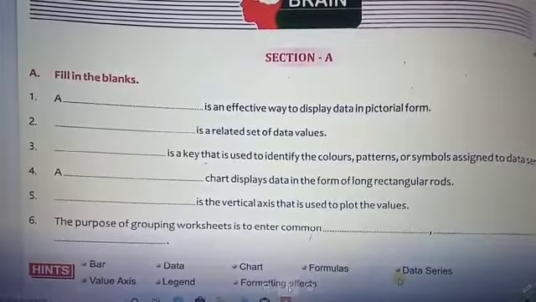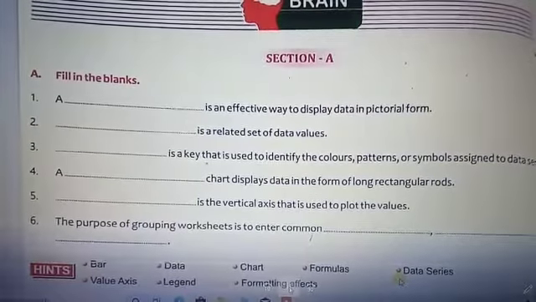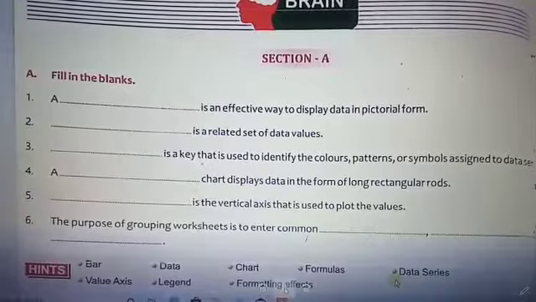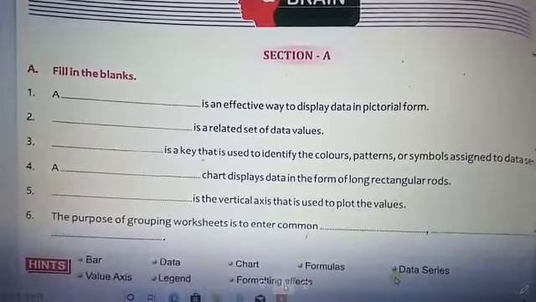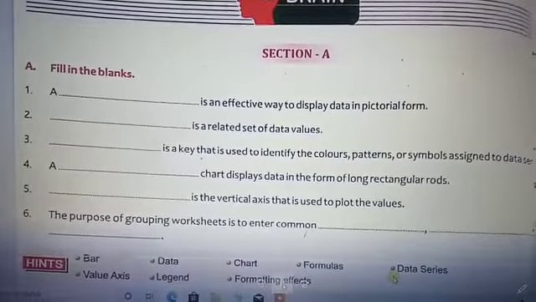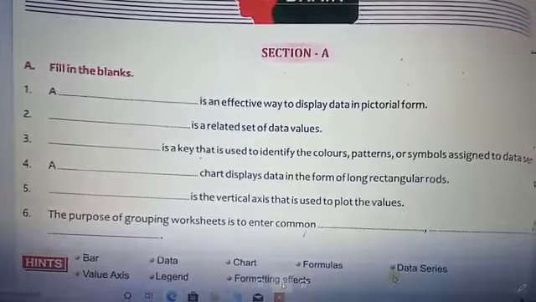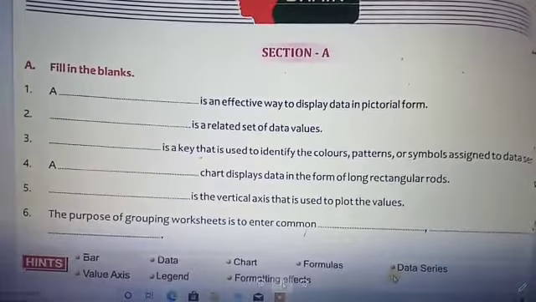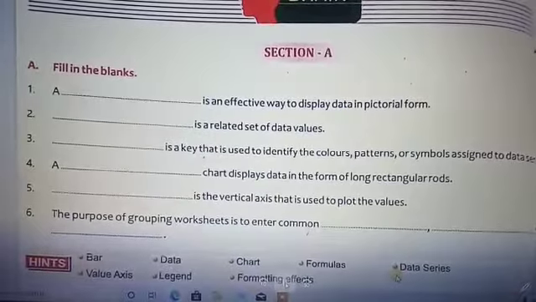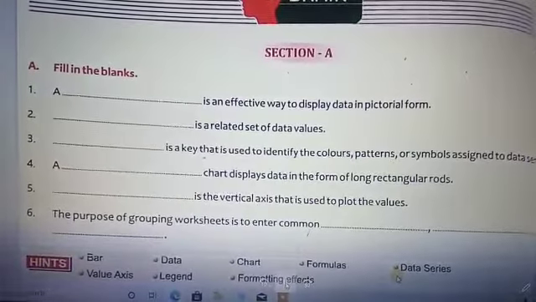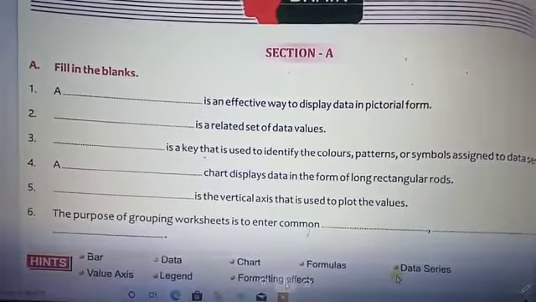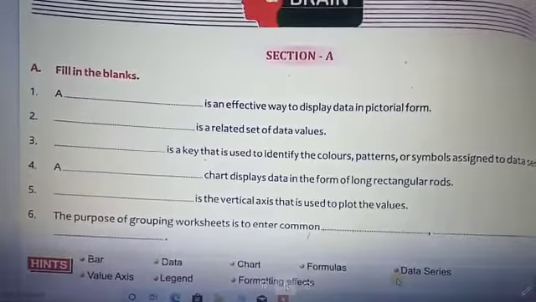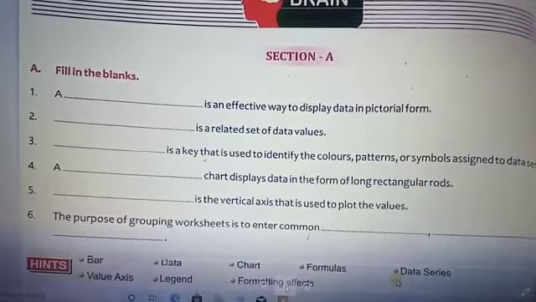Legend is the key, an option of the chart that displays the different kinds of color patterns or symbols on the chart. The fourth one: dash charts display data in the form of long rectangular bars. That is the bar. Simply it is called bar. It can represent long rectangular rods in a horizontal manner. Okay, so option 4, bar, is the right answer.